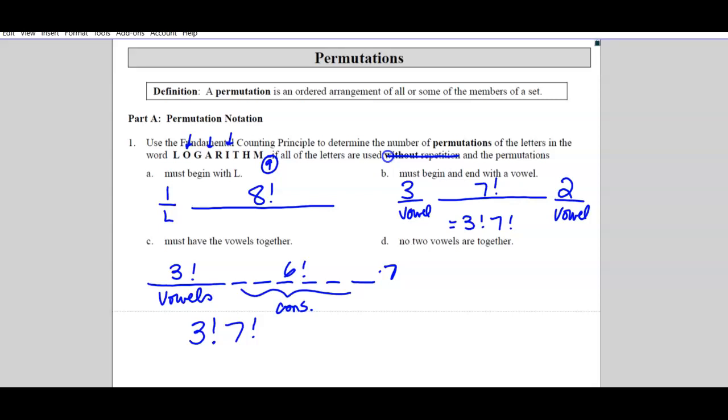No two vowels are together. So yesterday, we did some questions where we used the complement, so the total minus. Why can't I do it in this one? Why can't I go total minus the answer in part C? This one is no two vowels are together. That one was where the vowels are together. So it doesn't make sense. It's not the same thing.